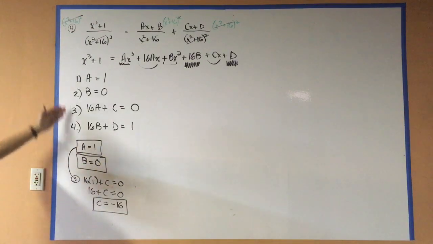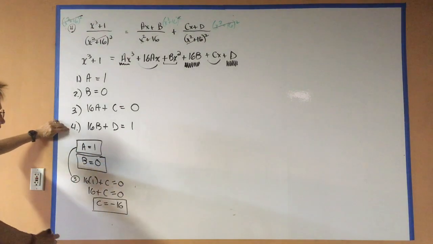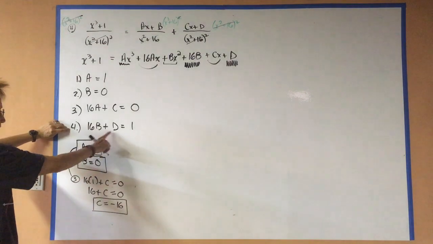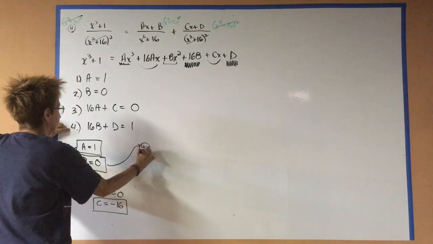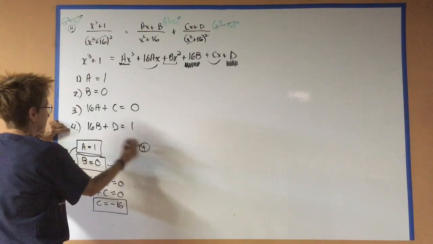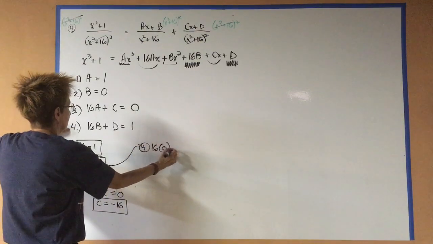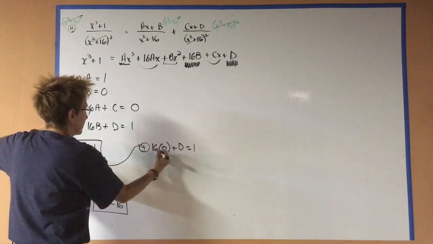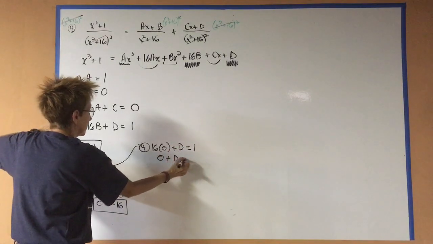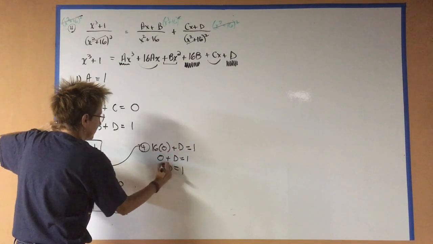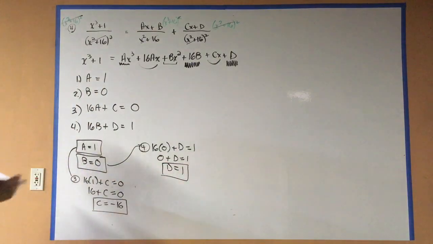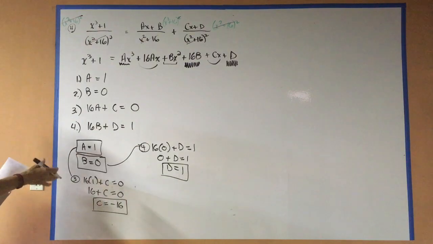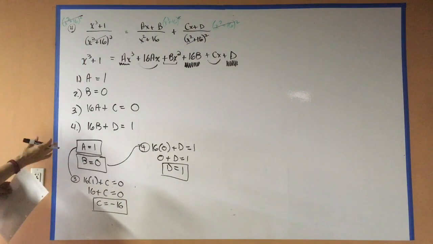I just need d. Well, here's the equation with d in it. And what do I need to plug into this to figure out d? I need to plug the b in. So I'll plug b into 4. And b is 0. So 16 times 0 plus d equals 1. Well, that's 0 plus d equals 1. So d is equal to 1. So I've got a is 1, b is 0, c is negative 16, and d is 1.